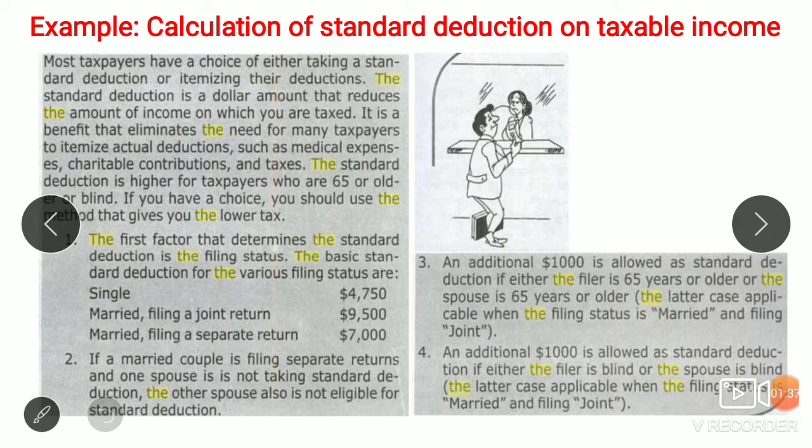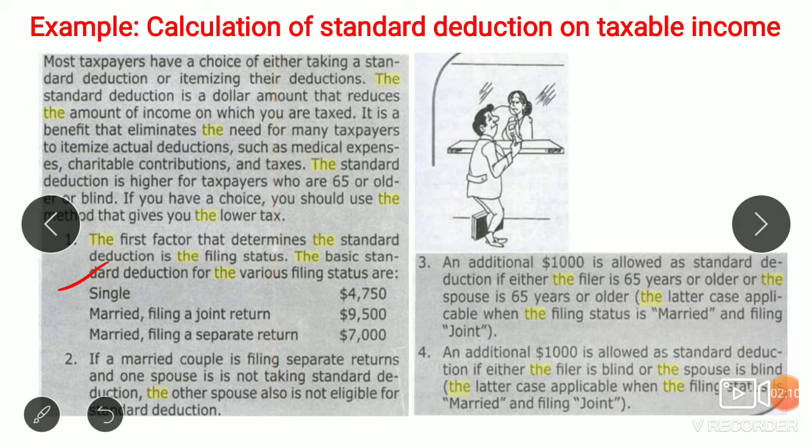If you have a choice, you should use the method that gives you the lower tax. To lower the tax, there are many choices. First, we will see them one by one. The first factor that determines the standard deduction is the filing status. Here, filing status means whether you are married and have a joint account, or if you are married, then you have a separate return or separate account.